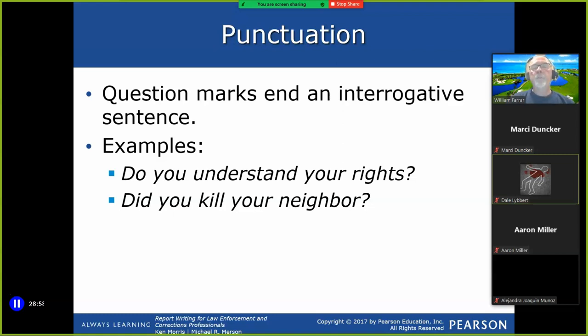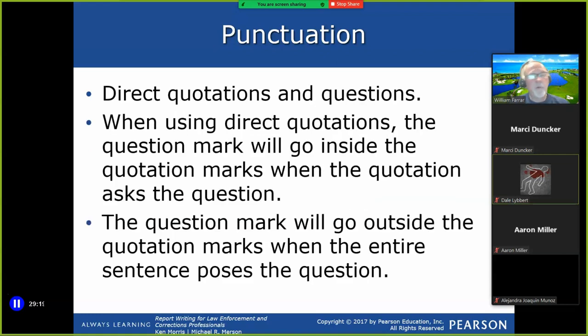Question marks kind of end an interrogative sentence or a question. So, do you understand your rights? You could put a question mark there. Did you kill your neighbor? You could put a question mark there. So these would be more things for interviews, but you still want to make sure that you're using question marks properly, and periods properly in your sentences.